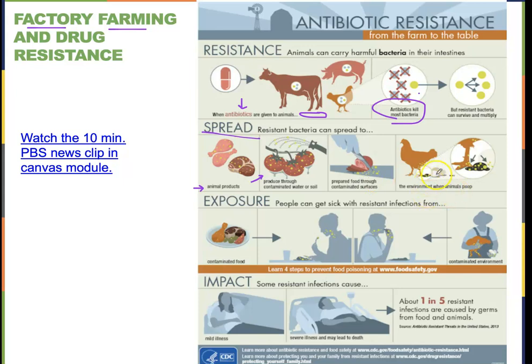It can be in the environment, because when the animals go to the bathroom and they poop, this poop will eventually dry and then get carried off into the wind, and then the wind can bring it anywhere, right? And so it spreads away from the farm. And then we're exposed to it because we eat the contaminated food, we eat the contaminated vegetables and fruit, and then now we have taken in this resistant strain, and we can get sick from it. Basically, 1 in 5 resistant strains of infections are caused from food and food animals. Okay, so it's a really big problem that we have in factory farming and drug resistance.